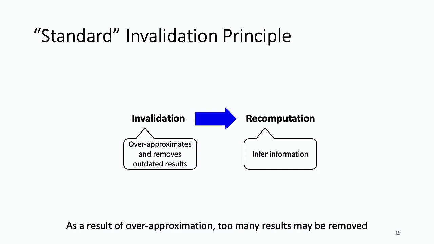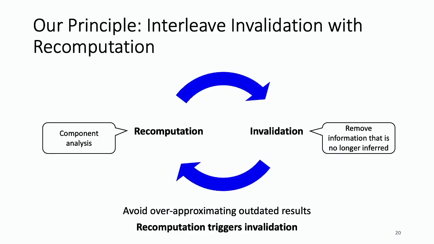And therefore, in my approach, to avoid this over-approximation, we start to interleave recomputation with invalidation. So after every analysis of a component, we try to invalidate information. So recomputation, you can say, triggers invalidation, and information is only removed when it's no longer inferred by the analysis of any component. So I said we have three strategies.